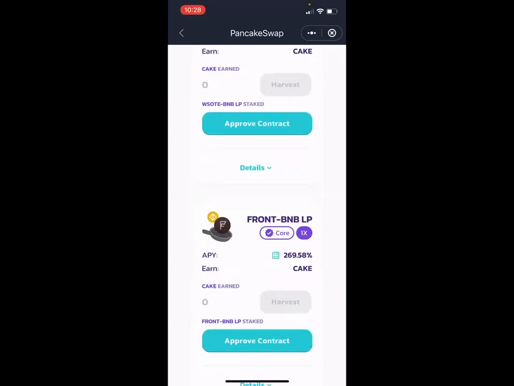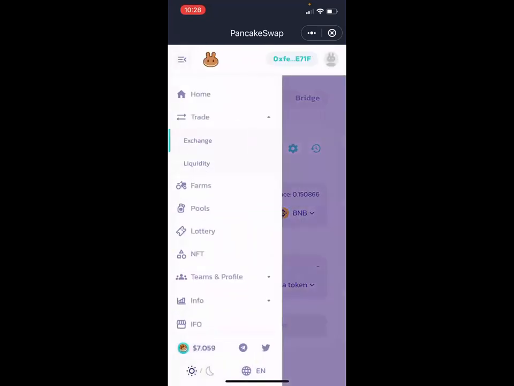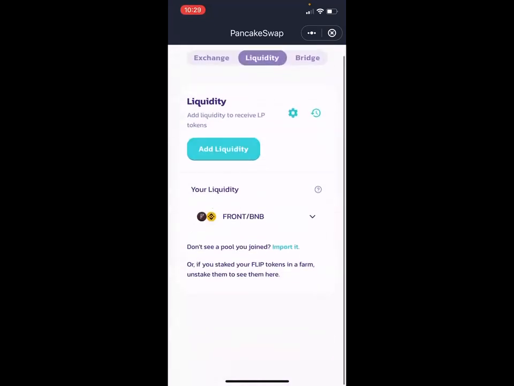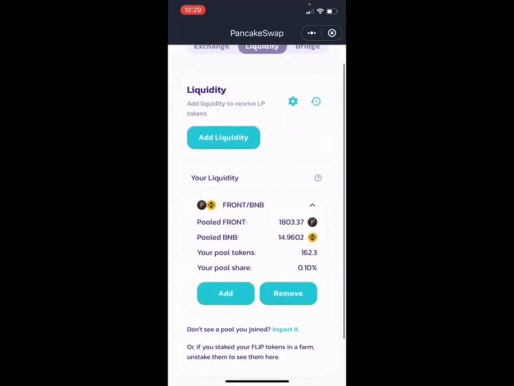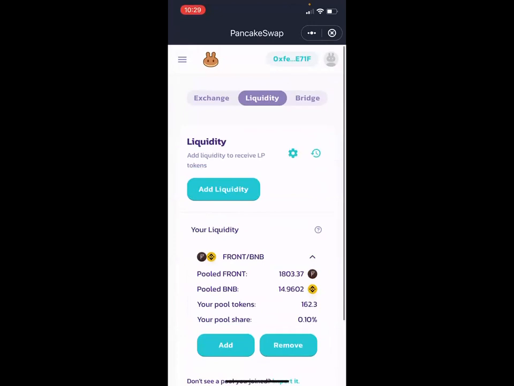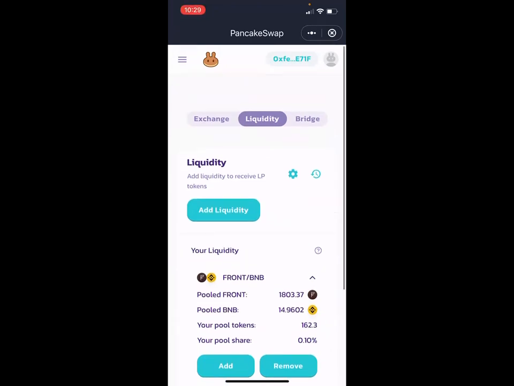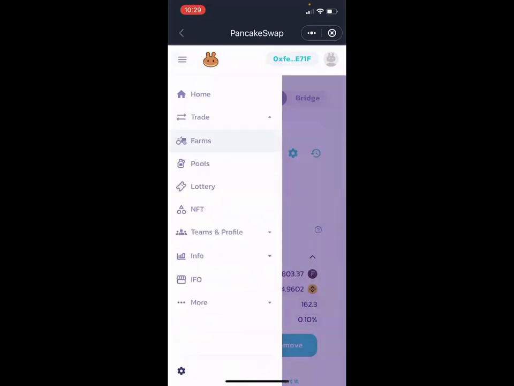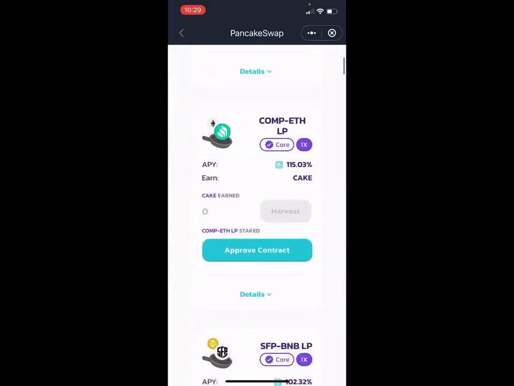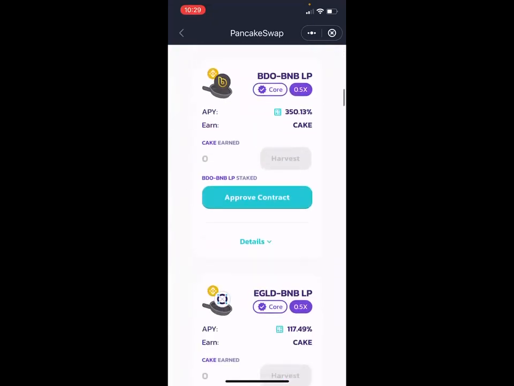Just so you guys know, I gotta put that out there. So now that we created the LP tokens from before, let me go back and show you guys. Liquidity, right? It's showing me I got 162 tokens. I got 1/10% of the pool, so I'm not too worried. Now that we know we have these LP tokens to stake, go to farms. We're gonna go down to front.